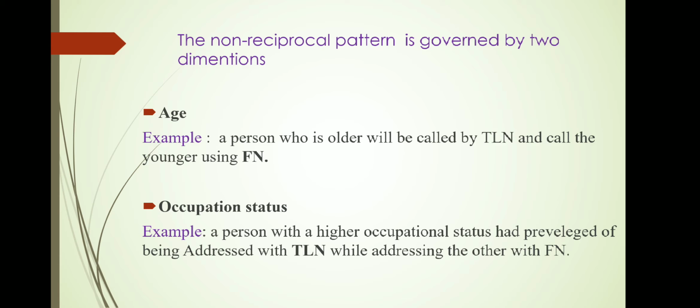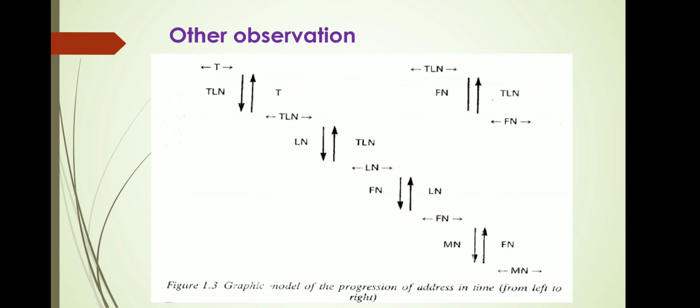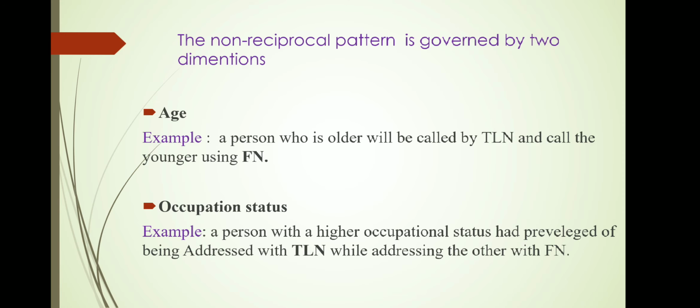So we can see here that Brown and Ford's results are remarkably similar to the earlier study of Brown and Gilman on T and V. So the mutual exchange of first name is like the mutual exchange of T. And when we have the absence of sufficient solidarity, but with no difference in power, the mutual title last name will be used, similarly to mutual V.